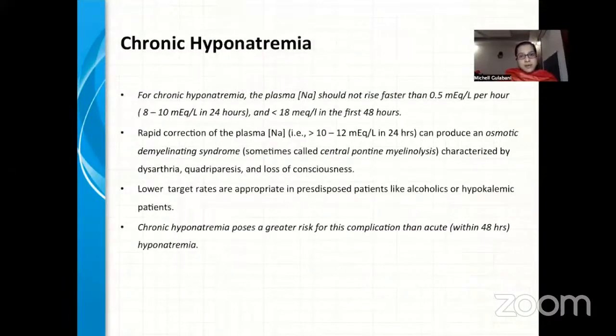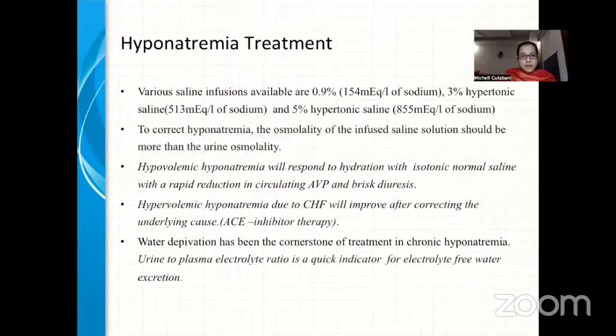For chronic hyponatremia, the plasma sodium should not rise faster than 0.5 milliequivalent per liter per hour and less than 18 milliequivalent per liter in the first 48 hours. Rapid correction can lead to ODS, which is characterized by dysarthria, quadriparesis, and loss of consciousness. Chronic hyponatremia poses a greater risk for this complication than acute hyponatremia.